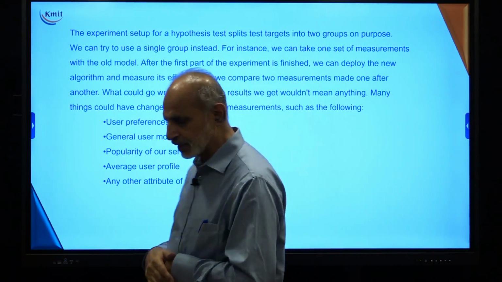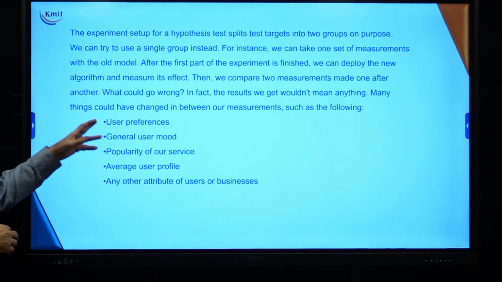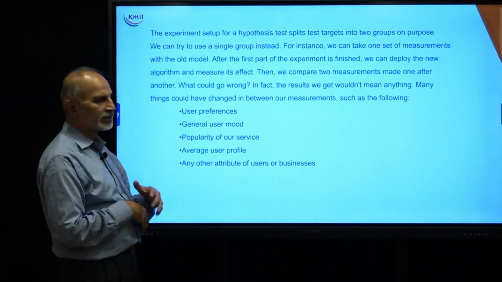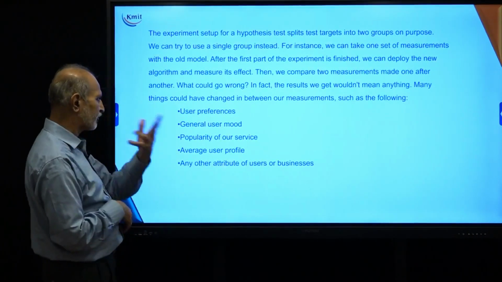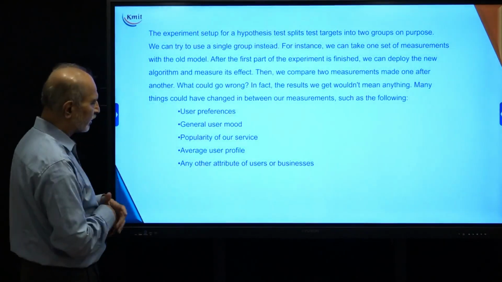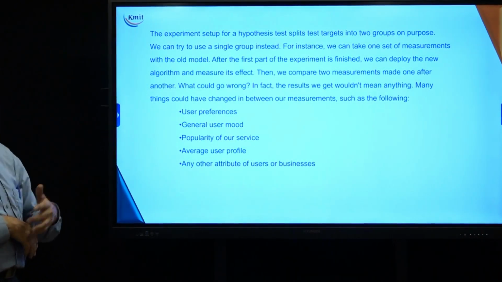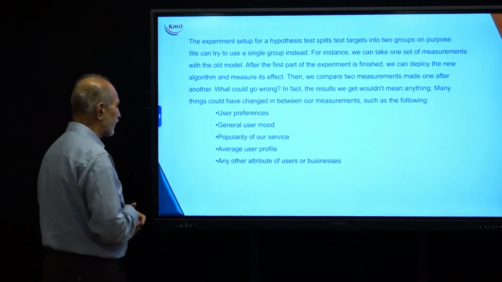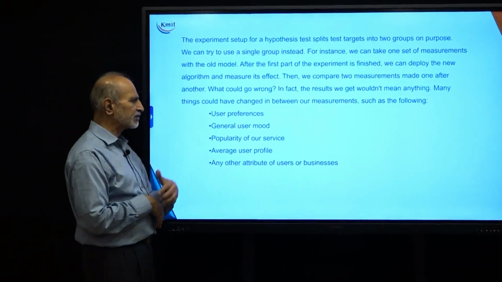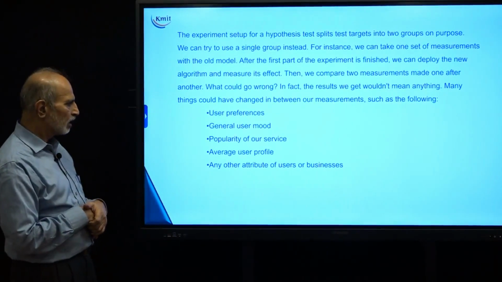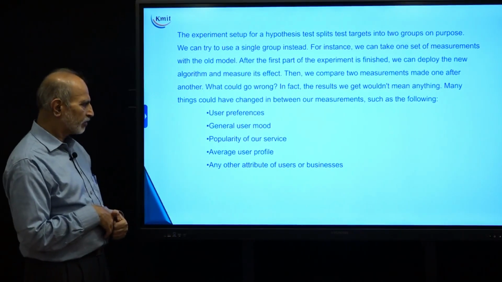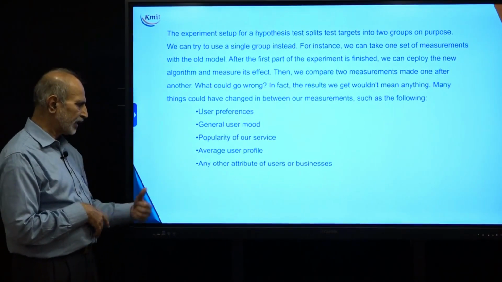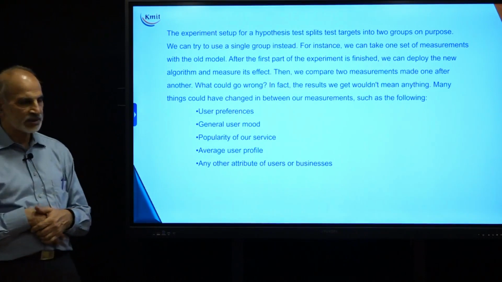Whenever I am deploying a model, users may have changed their preferences. First time I was buying a Bata shoe, now I am going to buy a Tata shoe. So my preference has changed. First time I bought a mobile, but now I am not very happy with my mobile, so I will go for another brand of mobile. So user preferences keep on changing. Second, general user mood. Third, popularity of our service. Next is average user profile and any other attribute of the users of a business.